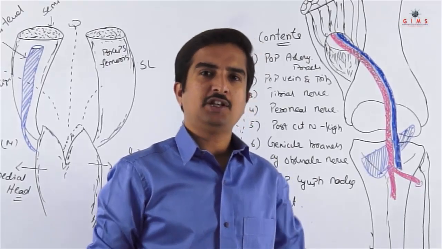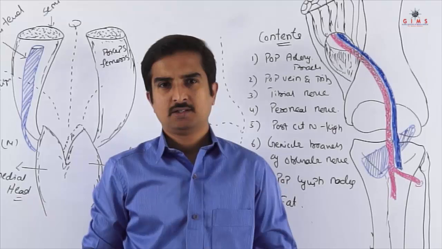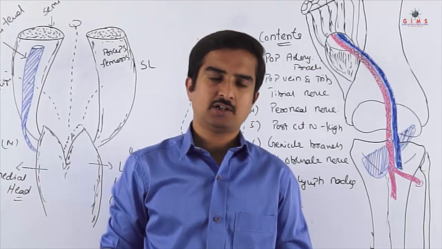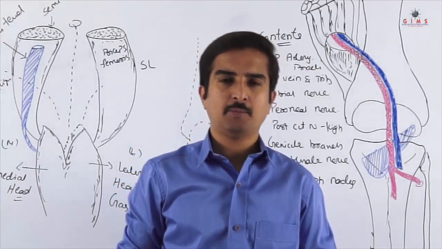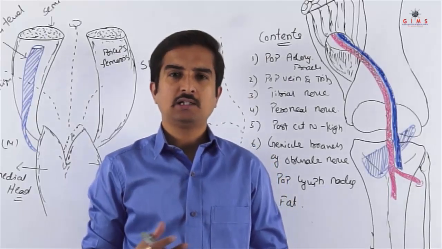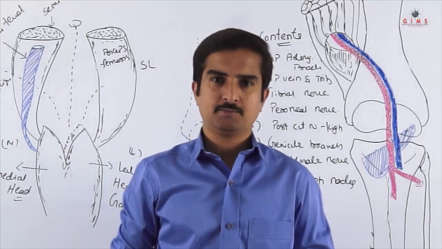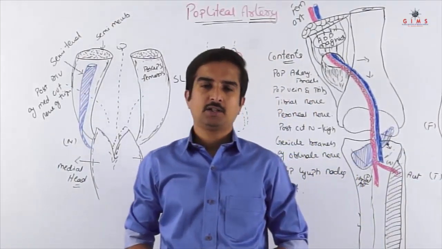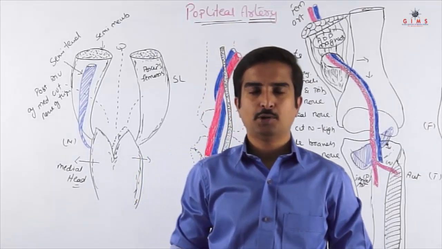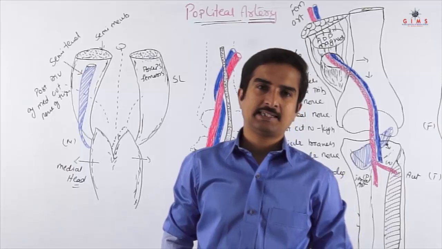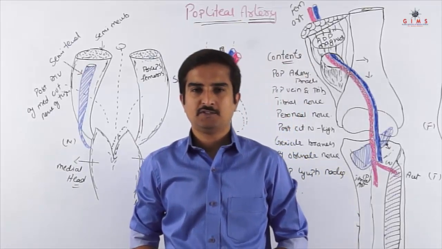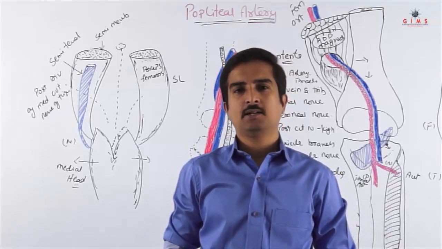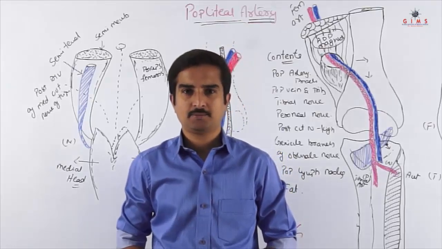So by this we finished the boundaries of the popliteal fossa, and along with the boundaries we studied what are the structures present in the roof, and what are the structures forming the floor, and also we studied all the contents present in this region. After the popliteal fossa, now we are going to discuss the anatomy of the popliteal artery. First let us see the course of the popliteal artery as well as the distribution, and finally we discuss the branches of the popliteal artery.